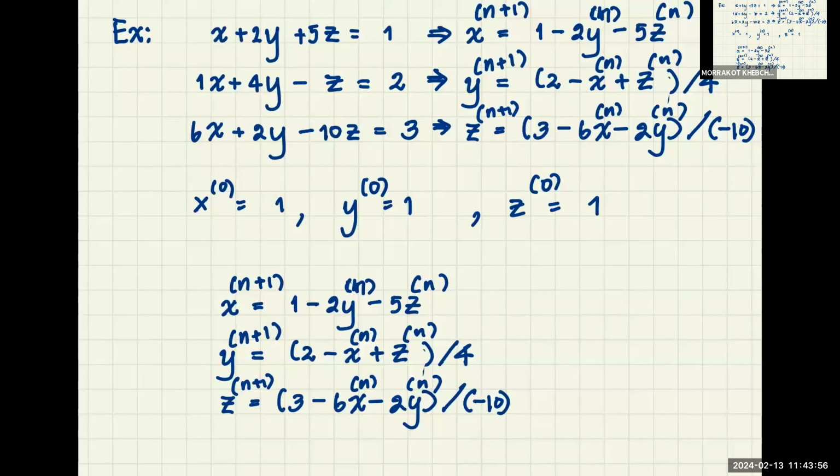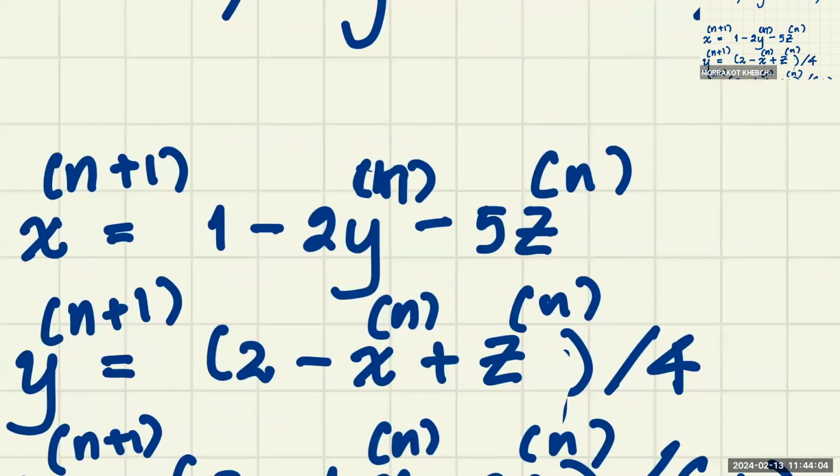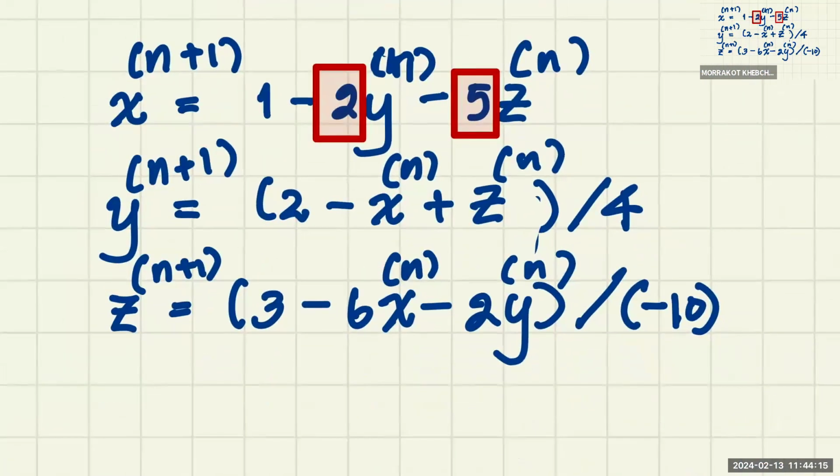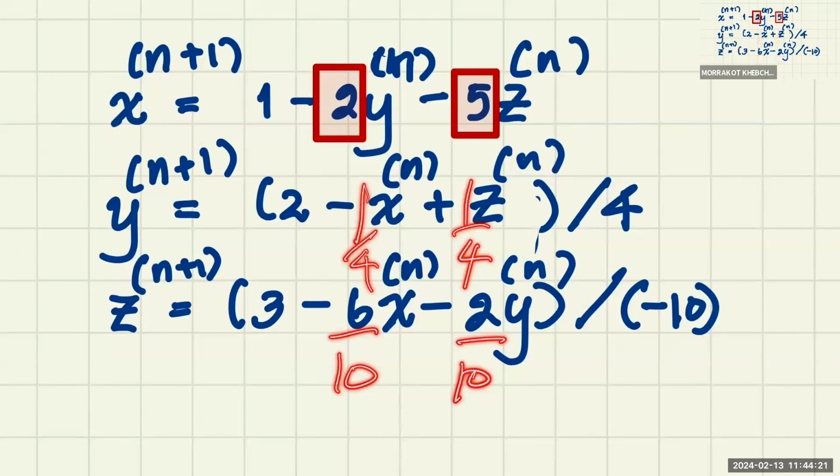I want to control it. I want that number to be less than 1. Okay? So you don't want something like this. It's scary. This is scary. This is scary. The other thing is okay because it's just a fraction. Right? 1 over 4, 1 over 4, 6 over 10, 2 over 10. So this one is fine. Okay? So how can we do it?